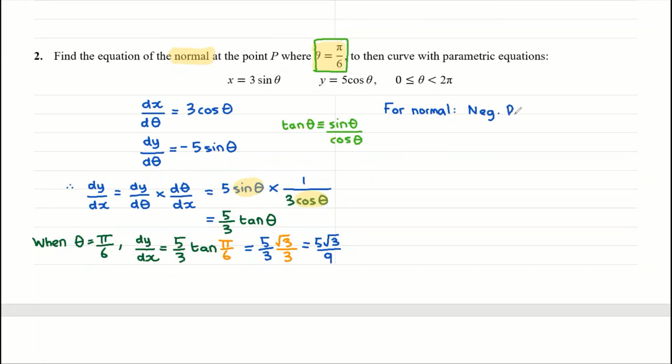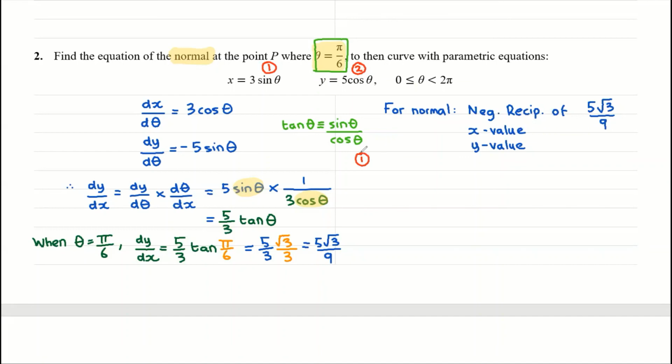So we need the negative reciprocal of 5 root 3 over 9. Okay, and we also need an x value and a y value. Now in a non-parametric setting, you would either get those or you'd have to figure out one of them using the Cartesian equation. Here we just sub pi over 6 into this one, we'll call it 1, and this one here, we'll call it 2.